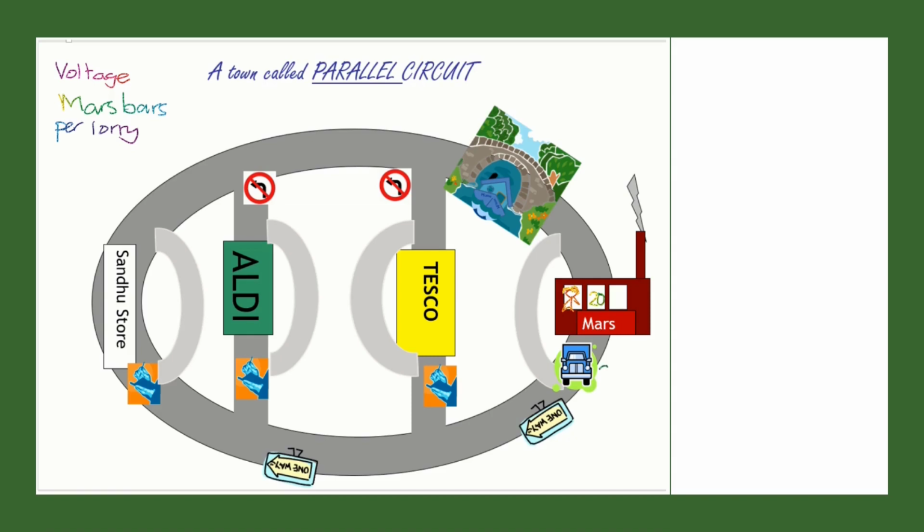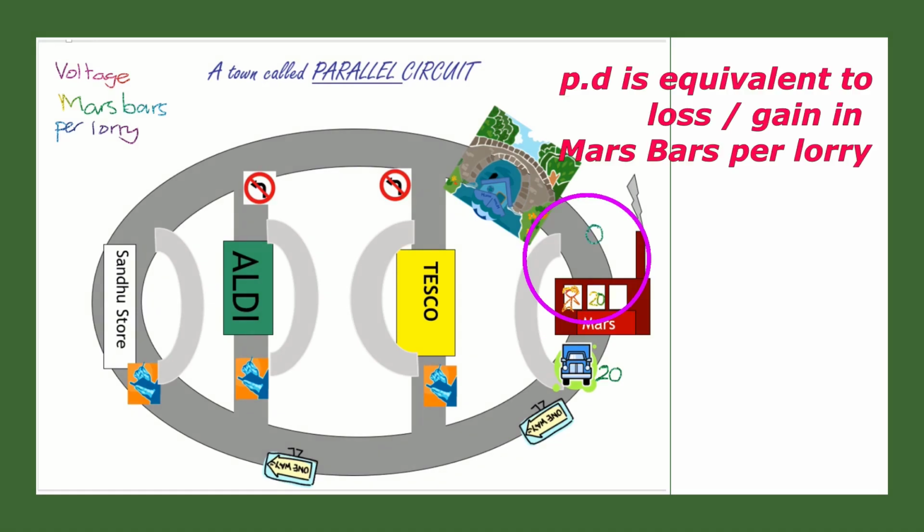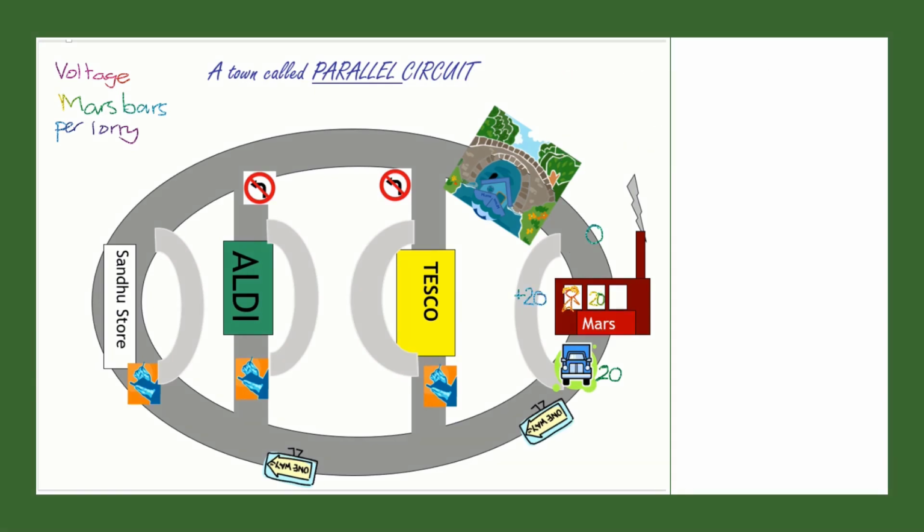So she's going to decide that every lorry is going to get 20 Mars bars. So again, if we look here at the start, this lorry has just been through the factory, so this has to have 20. When it arrives back at the factory, it must have 0. So remember, potential difference is the difference between the number of Mars bars at one side and the other of the component. So here it's going to gain 20 Mars bars. So we're going to take this lorry along to Tesco.